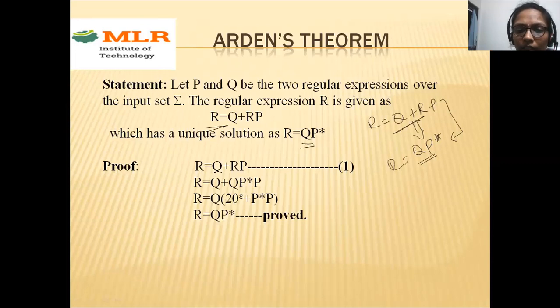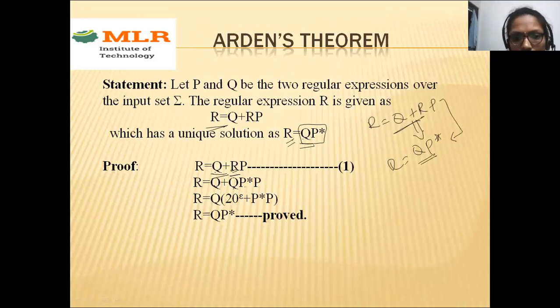Now the given regular expression I'm taking here is Q plus RP. But what is the R value here? We are finding it in the reverse fashion. Reverse fashion in the sense we will substitute that value and check whether it satisfies or not. So they have given the solution for R, QP star. Now in place of R, if I substitute QP star, what happens? So QP star.